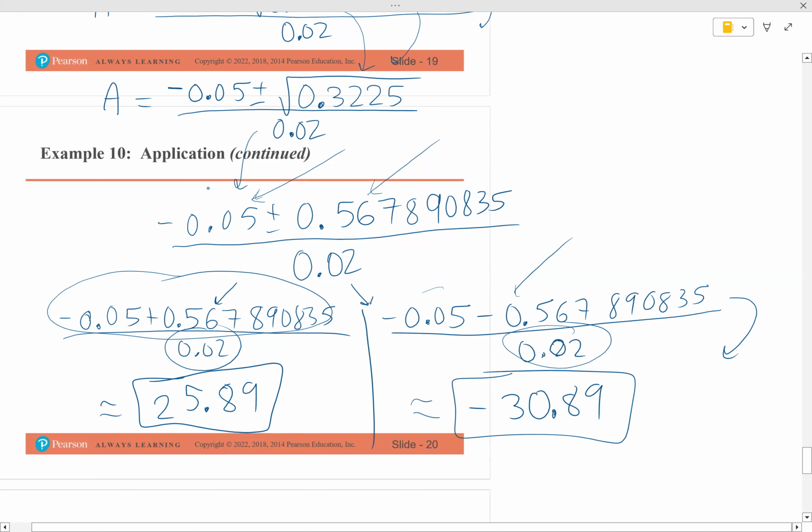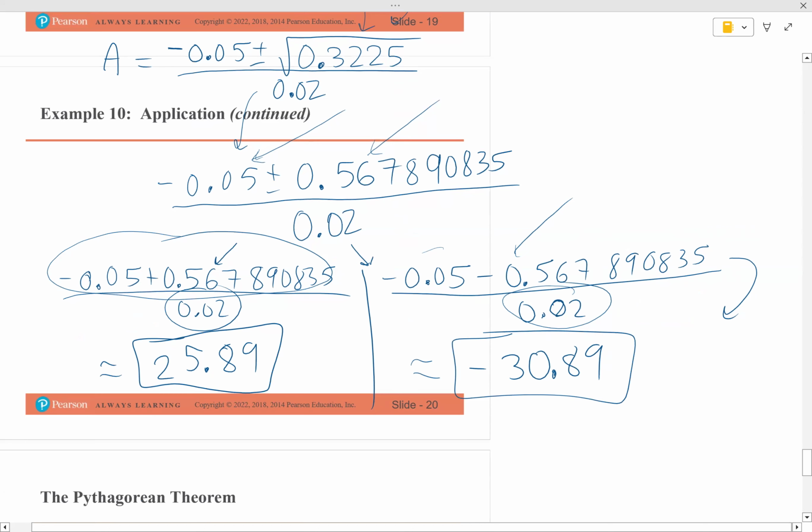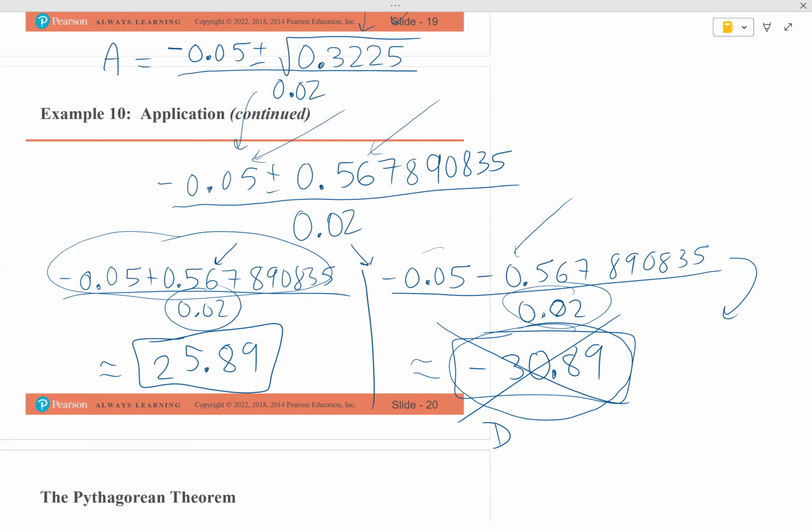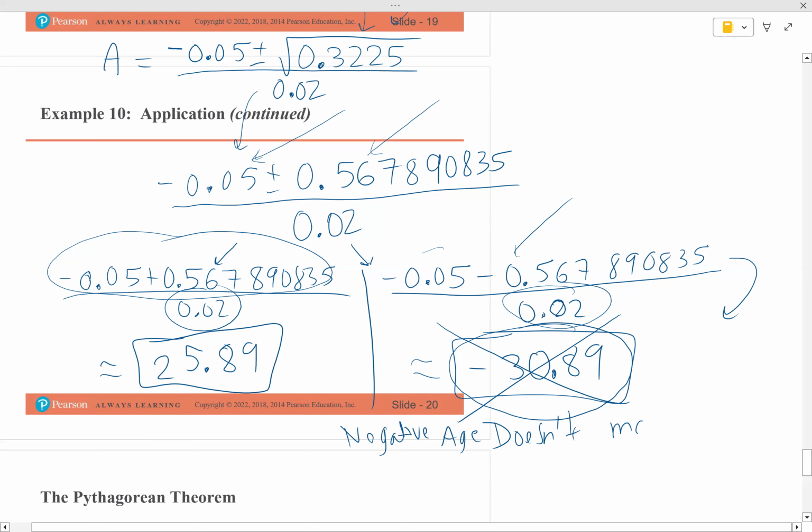But since this is a real life scenario, I should think about what this represented. Oh yeah, the age of a woman who had that 115 blood pressure. But when I think about it, how can this be someone's age? Did they age backwards? This was before they were born, 30 years before they were born. No, this doesn't make sense in this real life context. If they just gave us that equation to solve with no context, I would keep both of these solutions. But this doesn't make sense, does it? I should say negative age doesn't make sense.